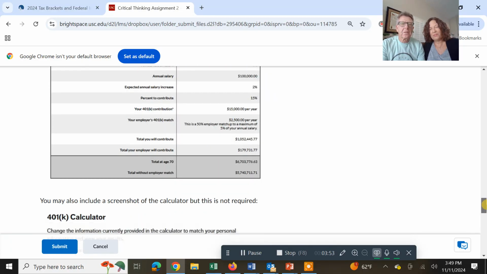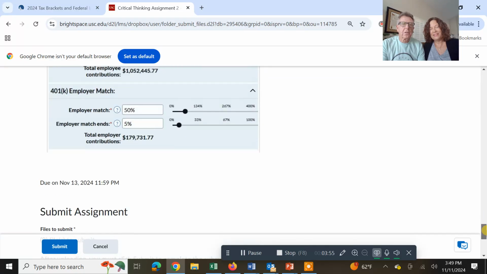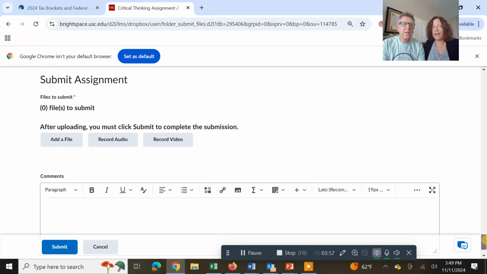Go to the very bottom. Scroll to the very bottom. Just keep scrolling. Submit assignment. Add a file.